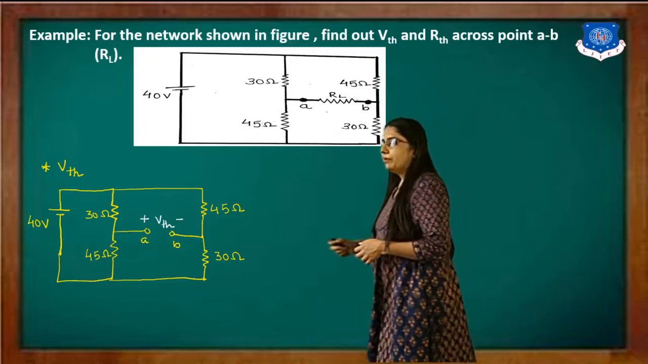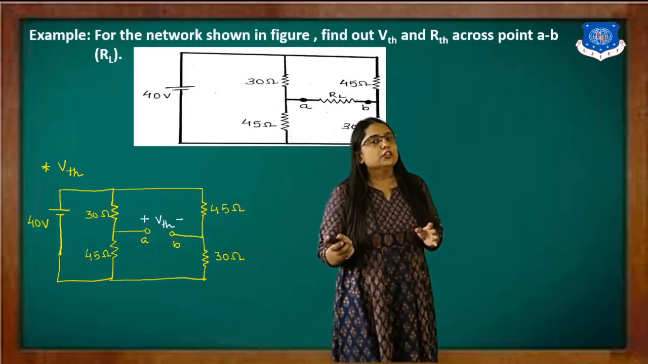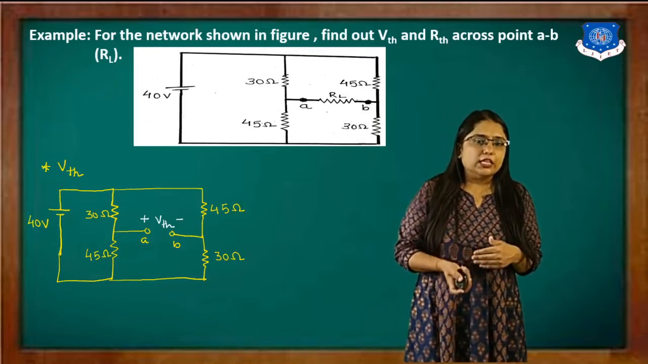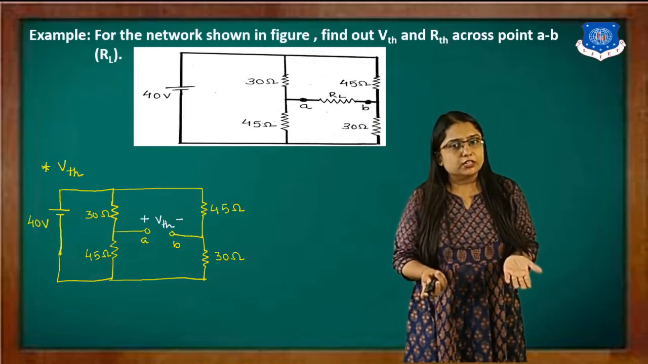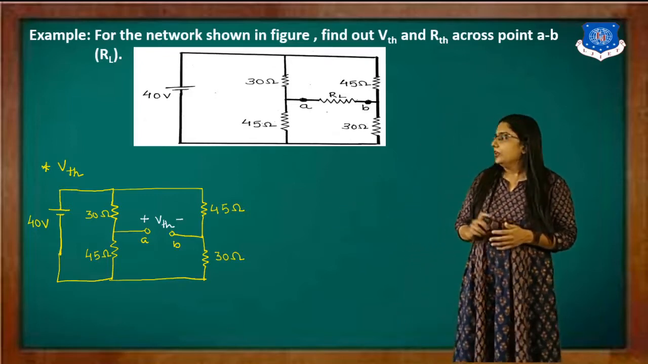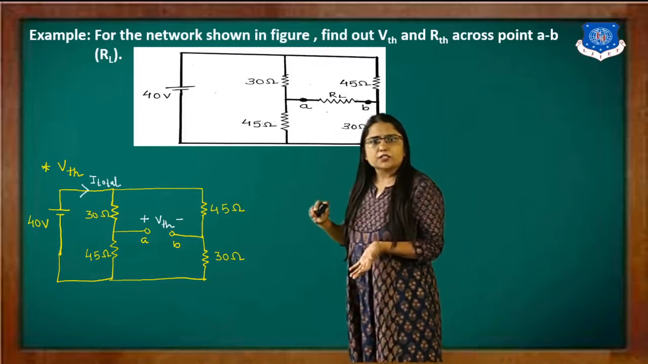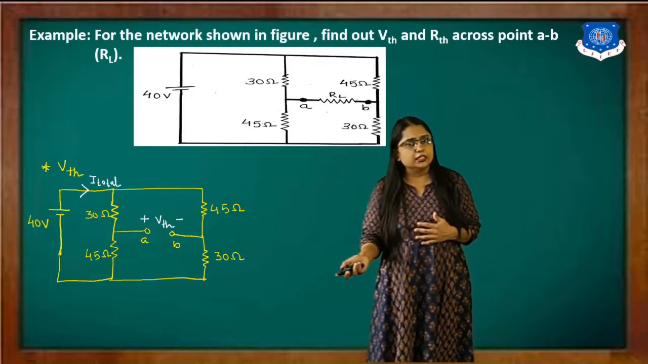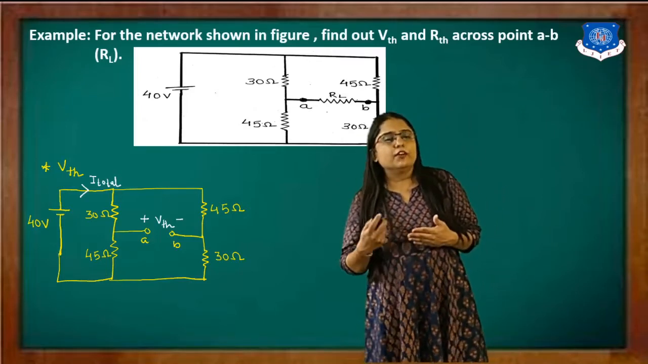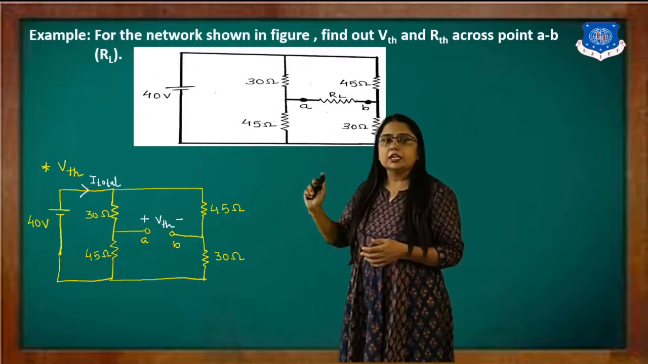But if you want to use the mesh analysis, then here you have two different meshes. You just write the mesh equations, solve them, find out the mesh currents, and then you can easily calculate the VTH. Now I'll solve this example by using the other method. I first find out the total current, and then I'll use the current divider rule, and then I'll find the VTH. See here, I just mentioned the total current of the circuit.